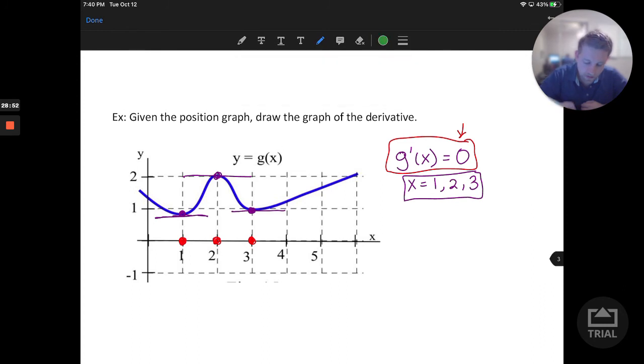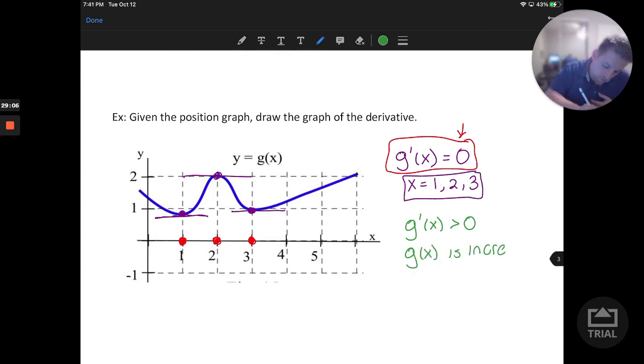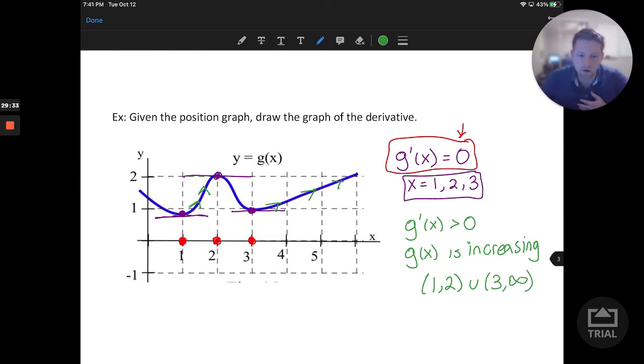The next part we would want to consider is where my derivative is going to be positive, greater than 0. Well, that would be where g of x is increasing. So we're going to consider where g of x is increasing. That's going to be in, looks like 2 intervals. One is from 1 to 2. And another one we'll have from 3 to, we'll call it infinity, off the graph. So there's our increasing intervals.